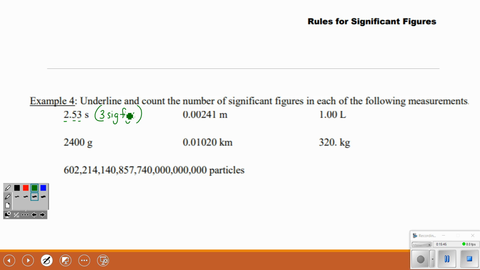All right, this one here, 2,400 grams. This one has trailing zeros. These trailing zeros do not count as significant. So the only significant figures that I have here are the 2 and the 4. So this one has 2 significant figures. All right, using the Atlantic Pacific rule, if you wanted to use it that way.